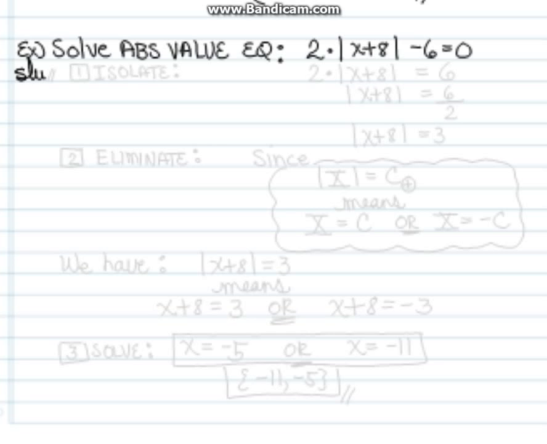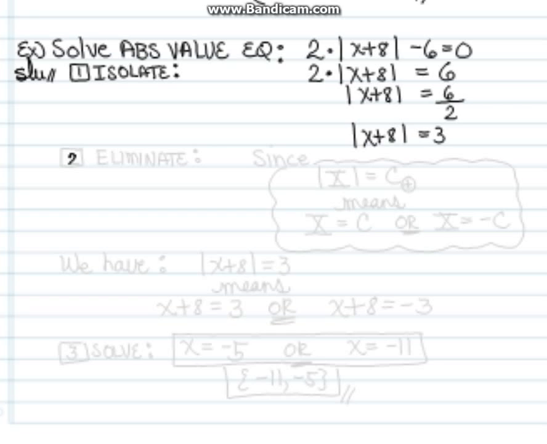Okay, let's solve this absolute value equation: 2 times the absolute value of x plus 8, minus 6, is equal to 0. Step 1, we're going to isolate the absolute value. First, we'll add 6 to both sides. Then we'll divide both sides by positive 2. We get the absolute value of x plus 8 is equal to 6 divided by 2, which is 3.